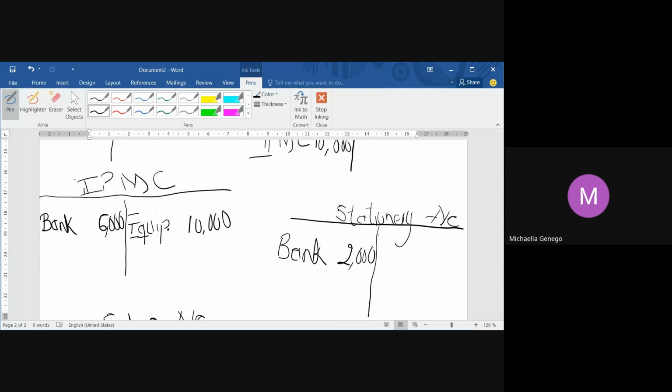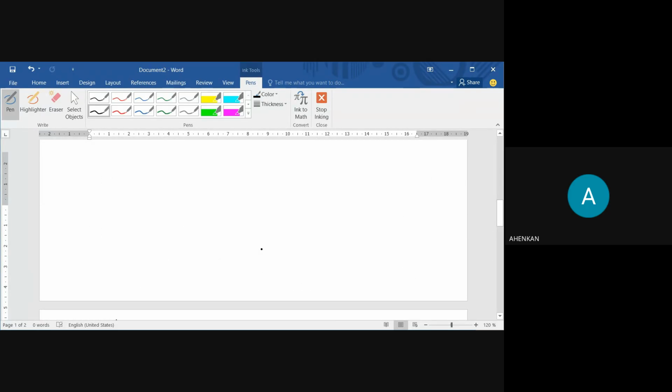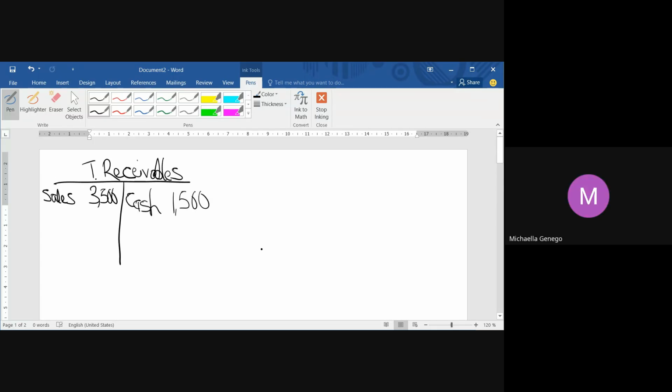Next. Number 10, sorry. Paid 2,500 Ghana cedis for salaries with check. So what accounts are we opening? Salaries and bank account. What is happening to the salaries account?